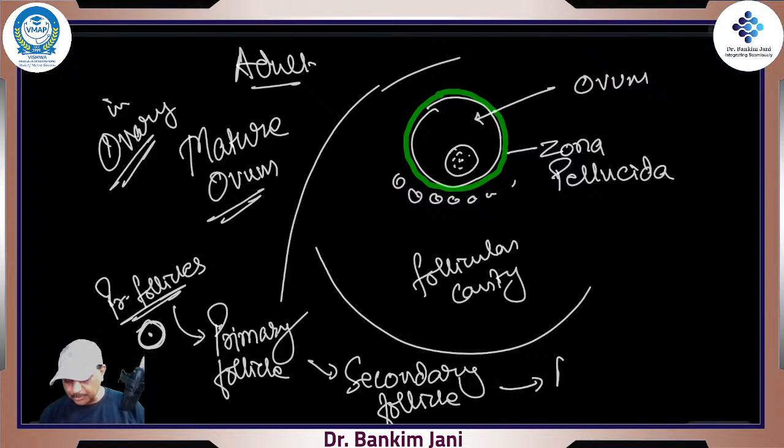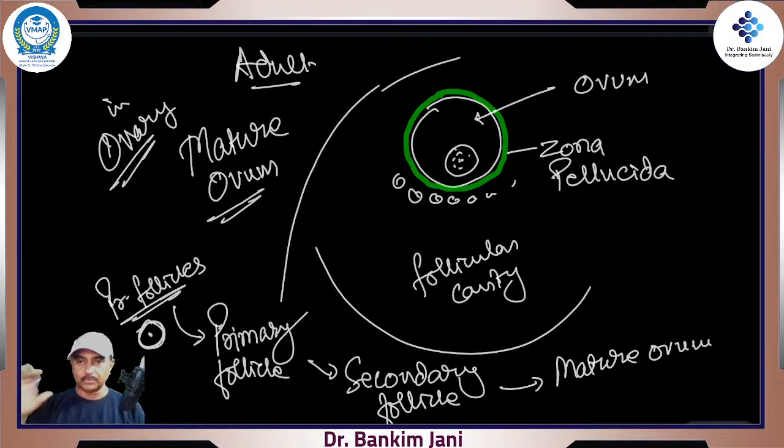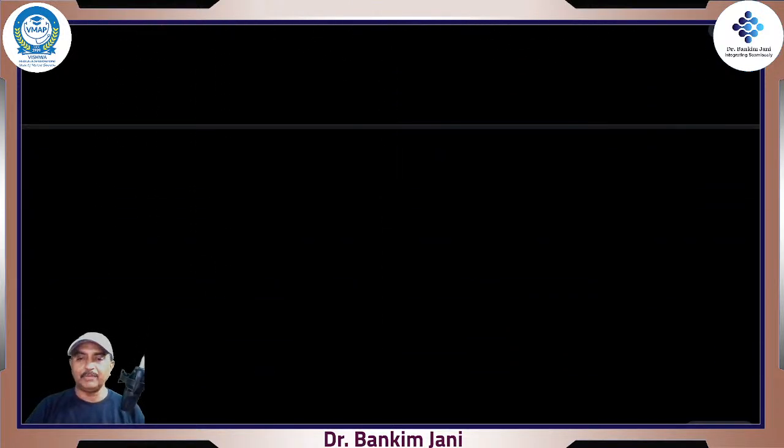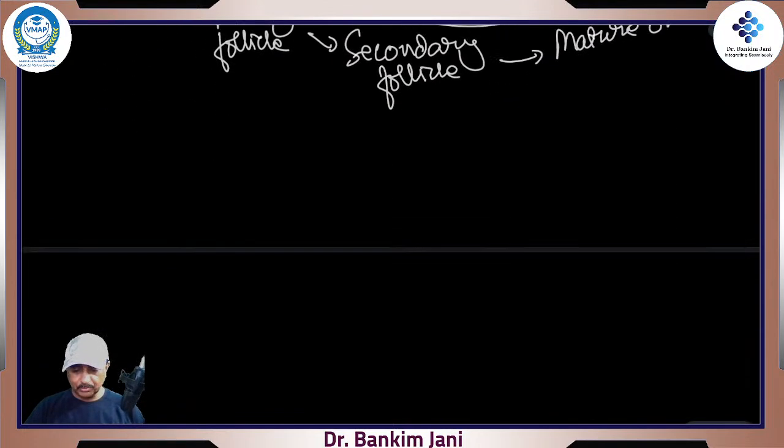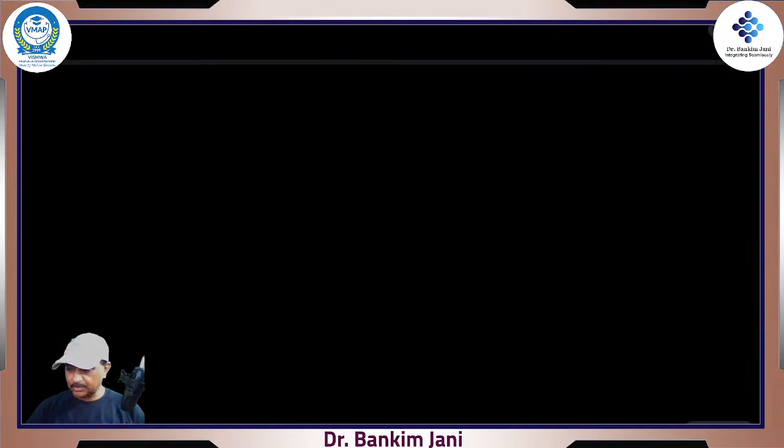The secondary follicle, which is also called the antral follicle, will become the mature ovum, and that mature ovum is released alternately by one of the ovaries, right side, left side, every month. It will be picked up by the fimbrial ends. What is left out is the corpus luteum. So we have now reached the stage where we are ready to talk about the fertilization process.